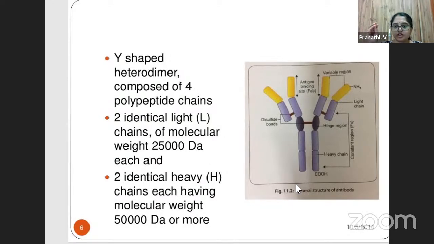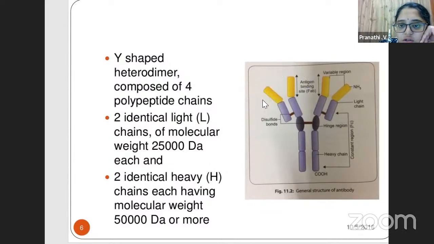The basic structure of an antibody is Y-shaped. It has 4 polypeptide chains: 2 identical light chains, which are present over here, and 2 identical heavy chains. These are determined based on molecular weight. Each of the 2 identical heavy chains has a molecular weight of nearly 50,000 daltons, and each identical light chain has 25,000 daltons.